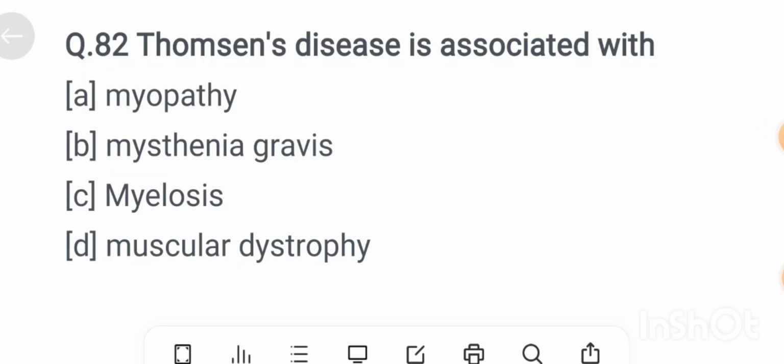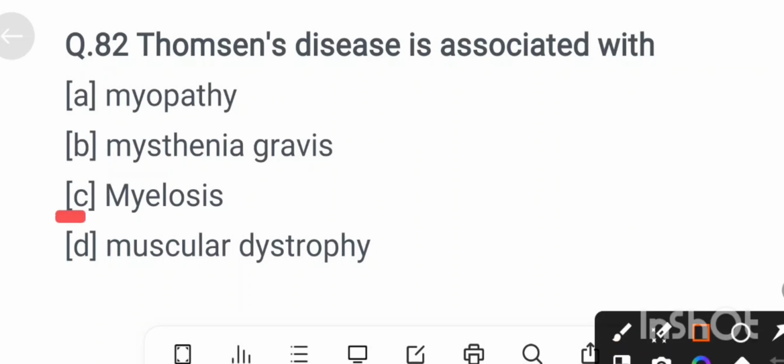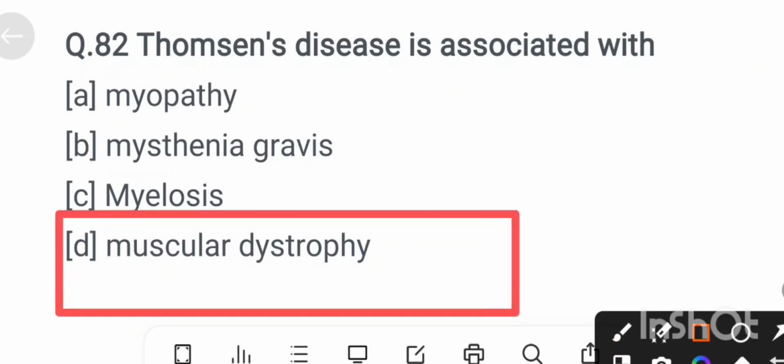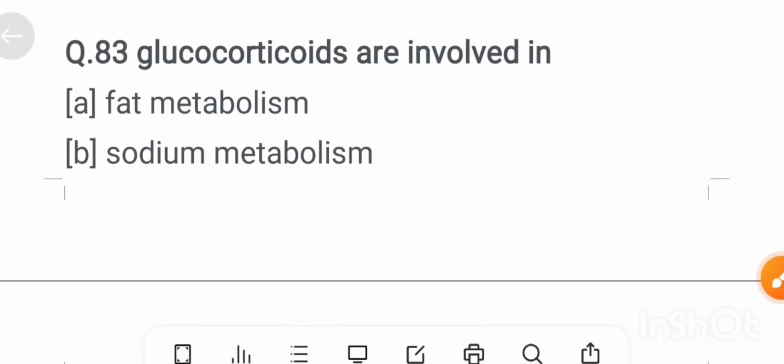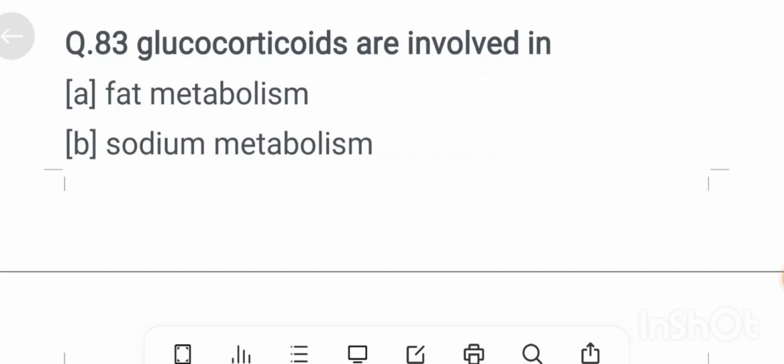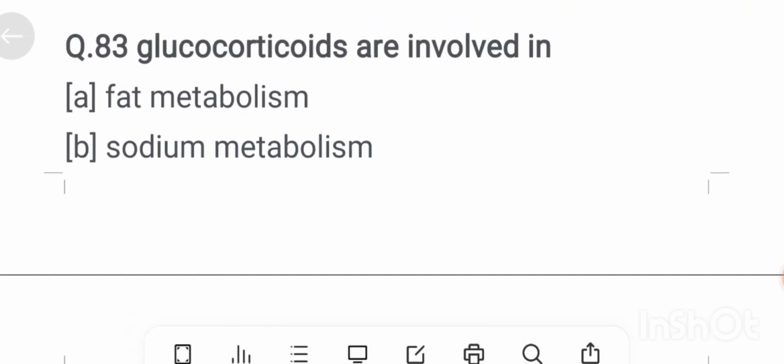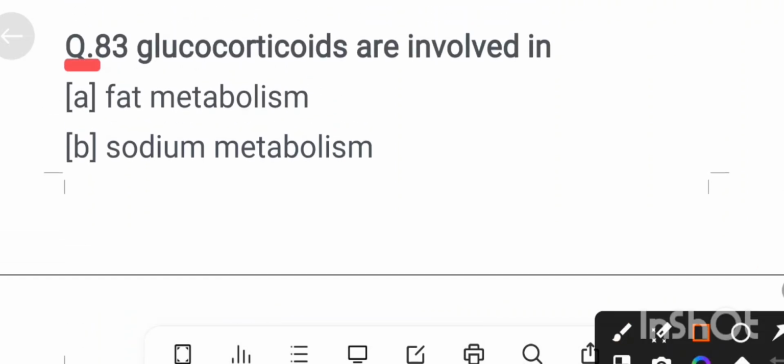Thomsen's disease is associated with, correct answer is option D, muscular dystrophy. Thomsen's disease, also known as myotonia congenita, is a rare genetic disorder that causes muscle stiffness and delayed muscle relaxation. Next question. Glucocorticoids are involved in: option A, fat metabolism; option B, sodium metabolism; option C, fluid balance; option D, potassium metabolism. Correct answer is option A, fat metabolism. Glucocorticoids are involved in the fat metabolism. Next question.